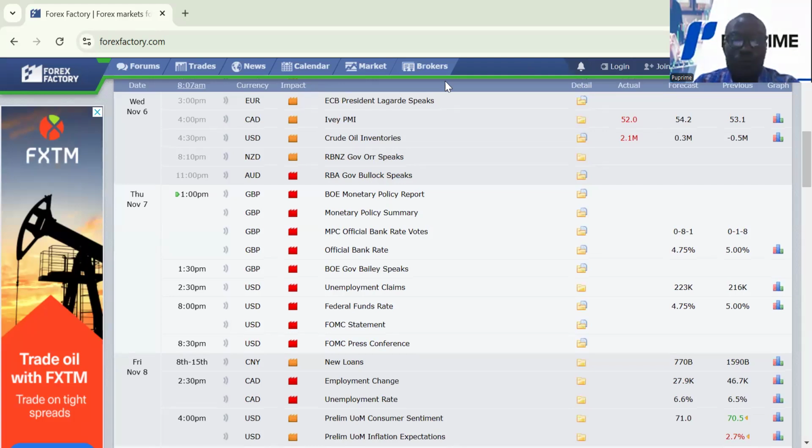Today, November 7th, we are having a whole lot of high impact news from 1 p.m. down to 8 p.m. First, at 1 p.m., for pounds, we are going to talk about their interest rates. Today also has the monetary policy summary and the Bank of England monetary policy report. By 1:30, we experience high volatility in pounds, also from 1 to 1:30.